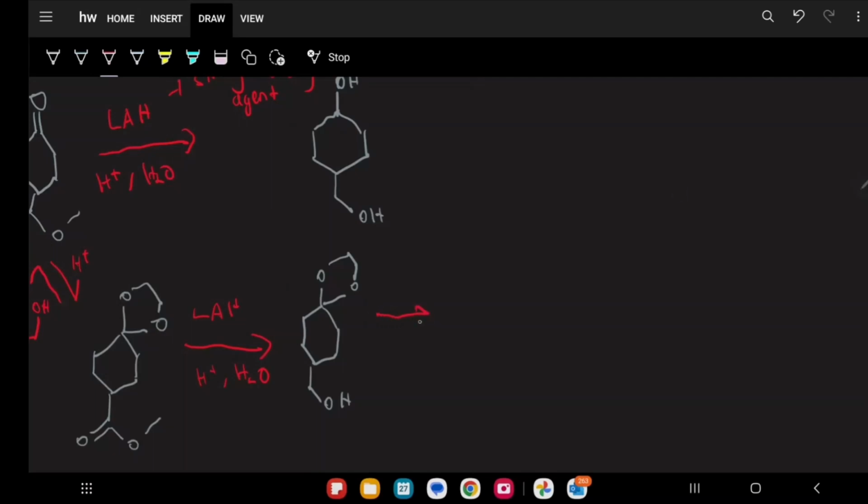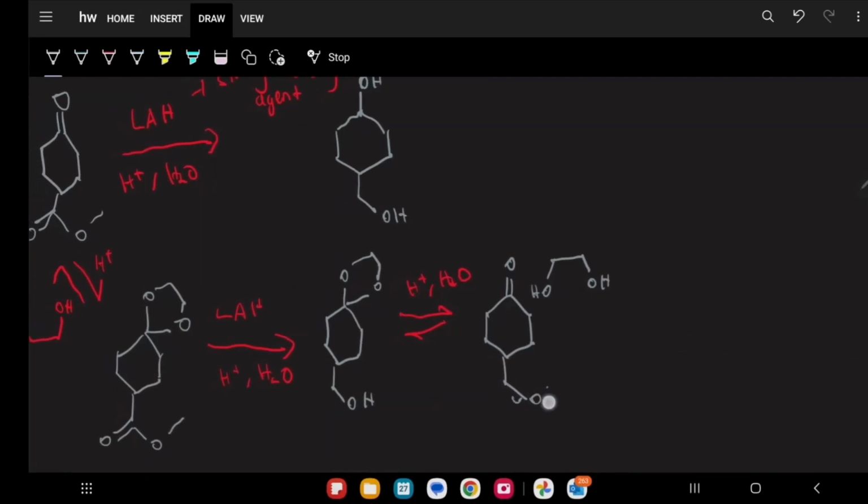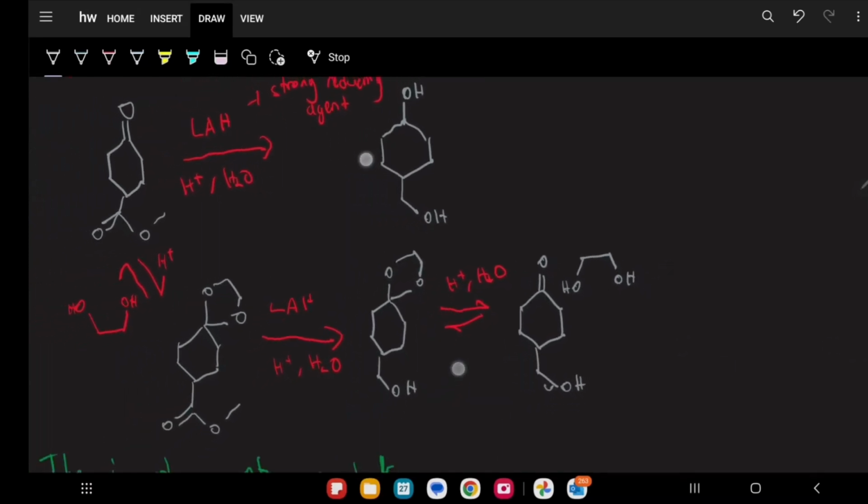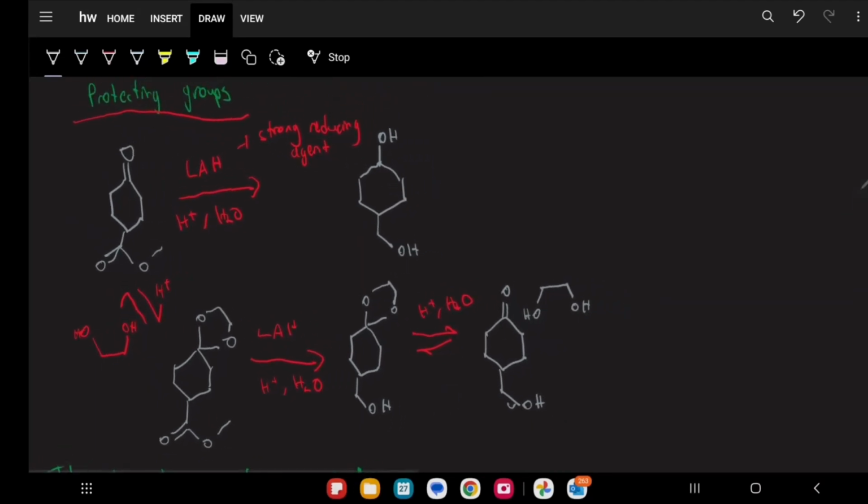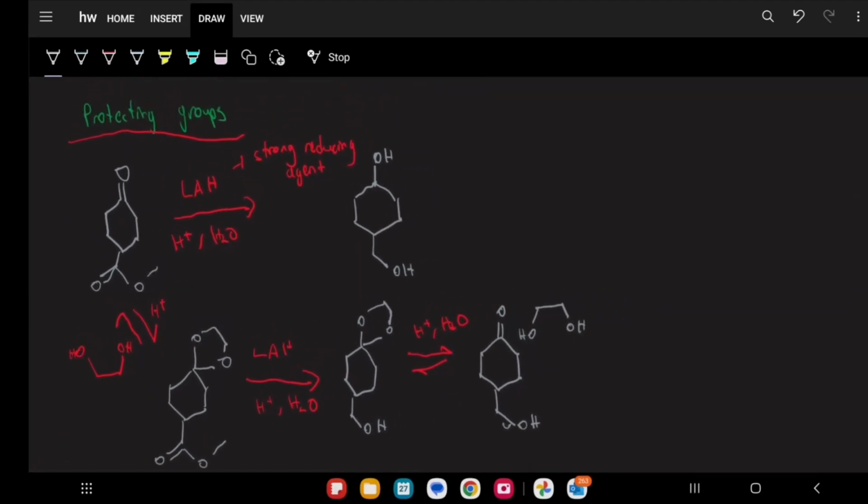Since we know that acetal formation is reversible, we could just use H plus and H2O to bring back the ketone that was in our initial molecule. And we would also get back our vicinal diol. So we can see that here we've achieved a sort of regioselectivity because we use acetal formation as a protecting group for a ketone. The LAH only reacted with one functional group in our molecule.